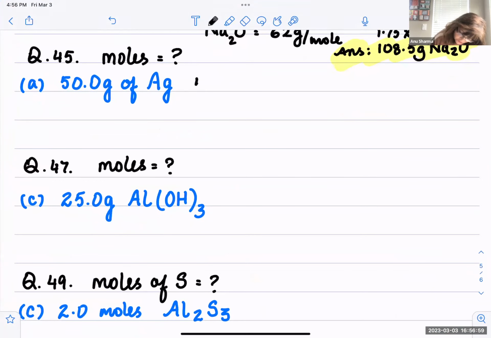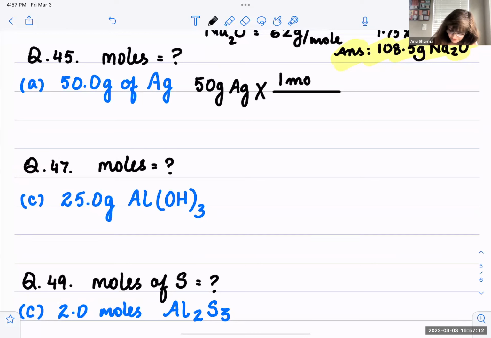So write down 50 grams of silver. Now, since you get an idea now, I'm not going to write down the conversion factors, but here we have 1 mole of silver, because this is what you need to find. The find is always on the top. Grams, so 108. This is the molar mass of silver. The molar mass of silver goes in the bottom.